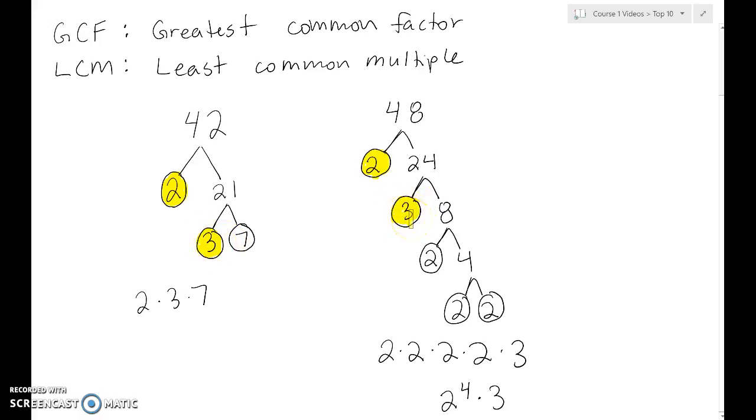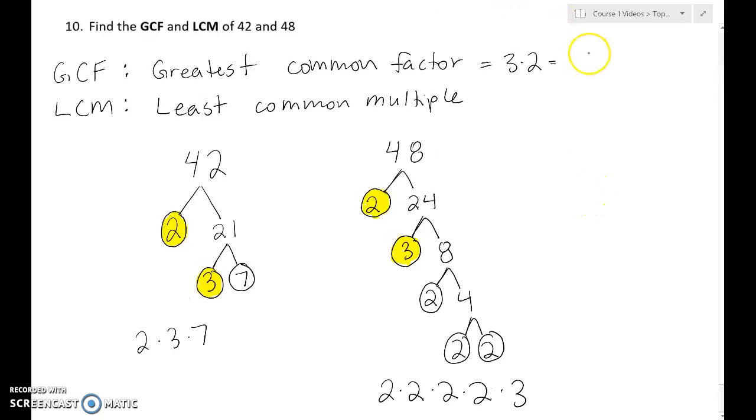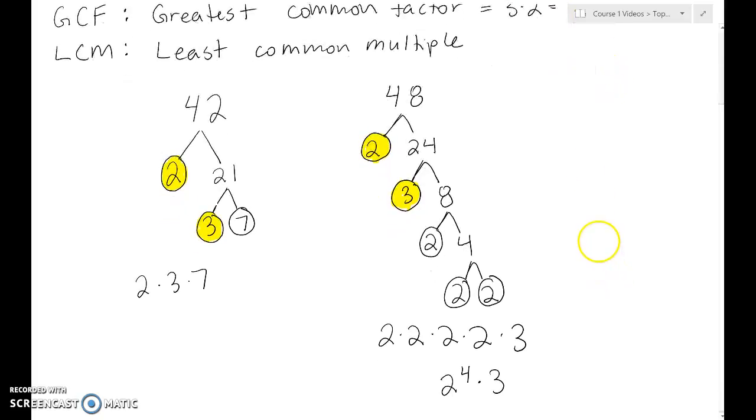It turns out that 42 can be found by the factors of 6 times 7, and 48 can be made by 6 times 8. So the greatest common factor of both of these is 3 times 2, which is 6. 6 is the greatest common factor. It's the prime factors that they share. That's one way to do it.